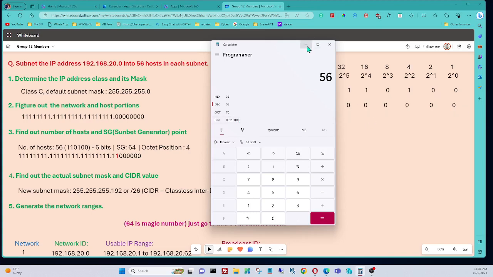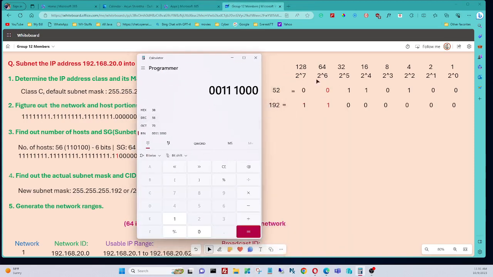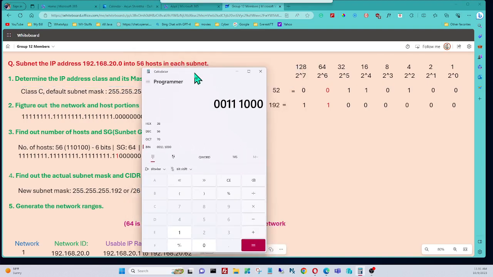So 56 means 111000, right? So what I do here, this means 111, then 000, right? The other way we can say it, which bits do we need to make 56? See here. Okay, let's see. This number is bigger than 56, so we can't choose this one. And the other number, 64, is also bigger than 56. We need to find the first number lower than 56 here, right? So 64 doesn't work. 32.